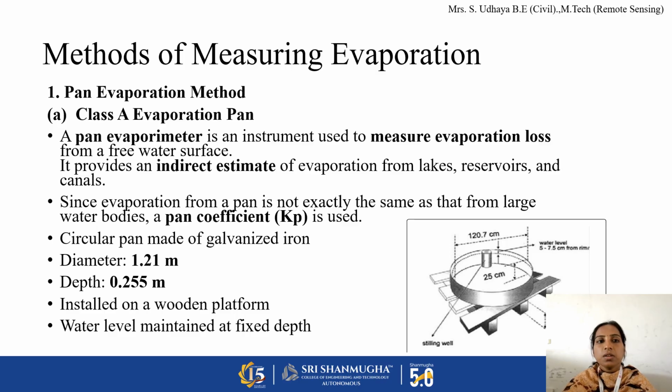There are four kinds of evaporimeters available. The first one is pan evaporation. The base point is the Class A evaporation pan, designed by the United States. It is used to measure the evaporation loss from a free water surface. Here a pan of known diameter, that is 121 centimeters, is kept above a wooden support 15 centimeters high.